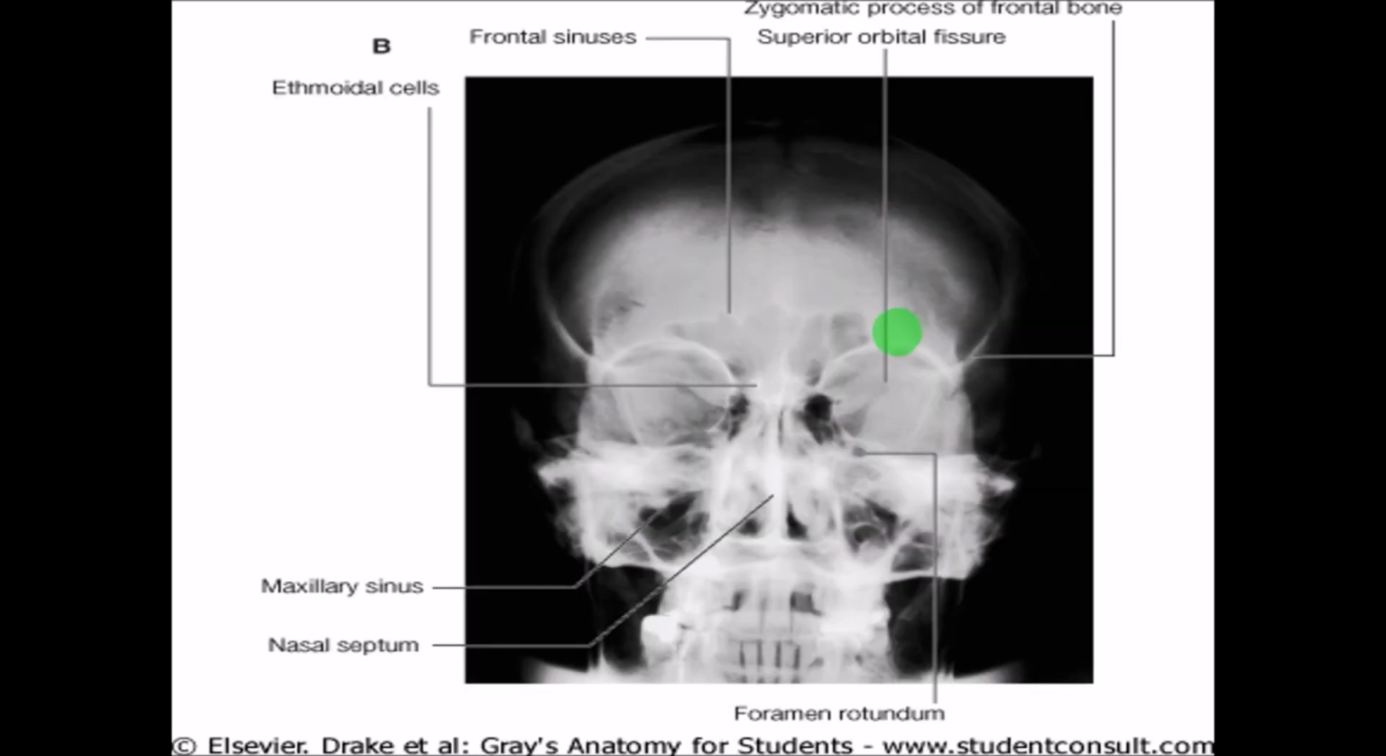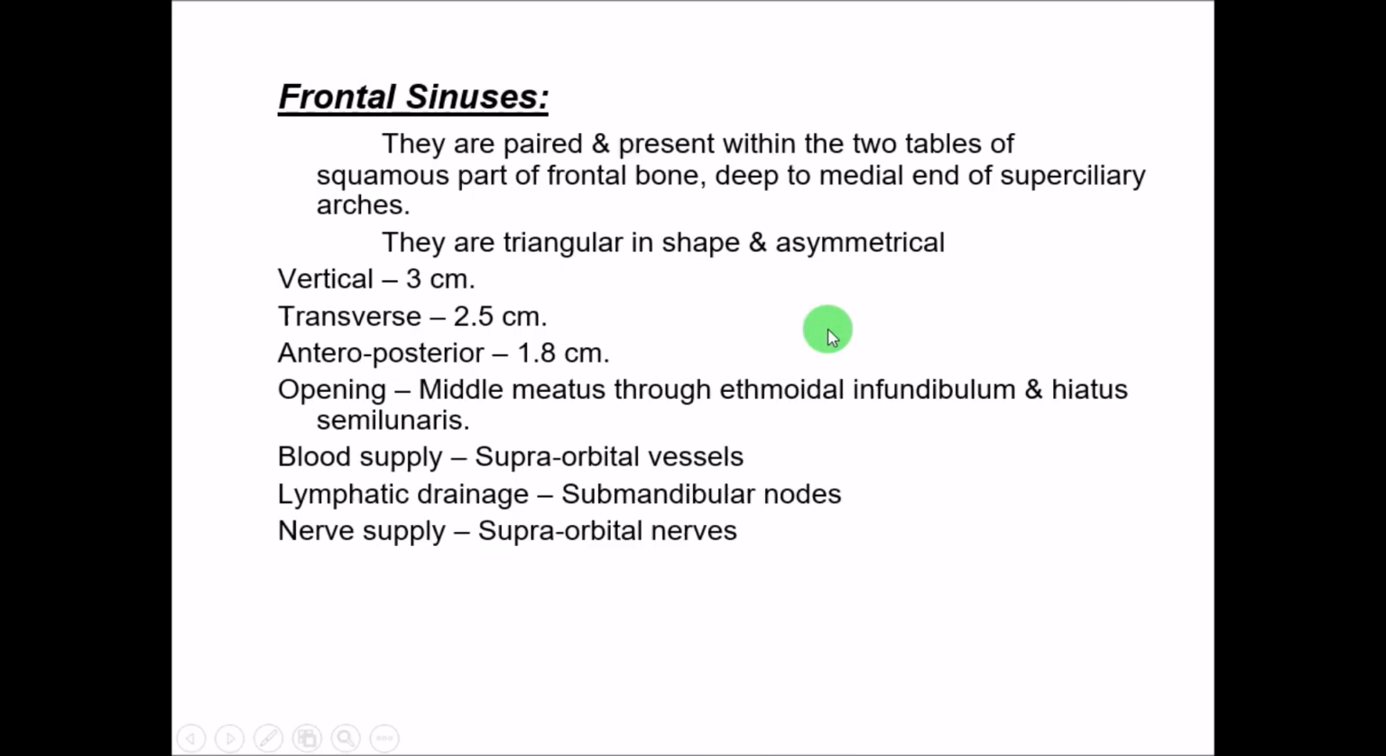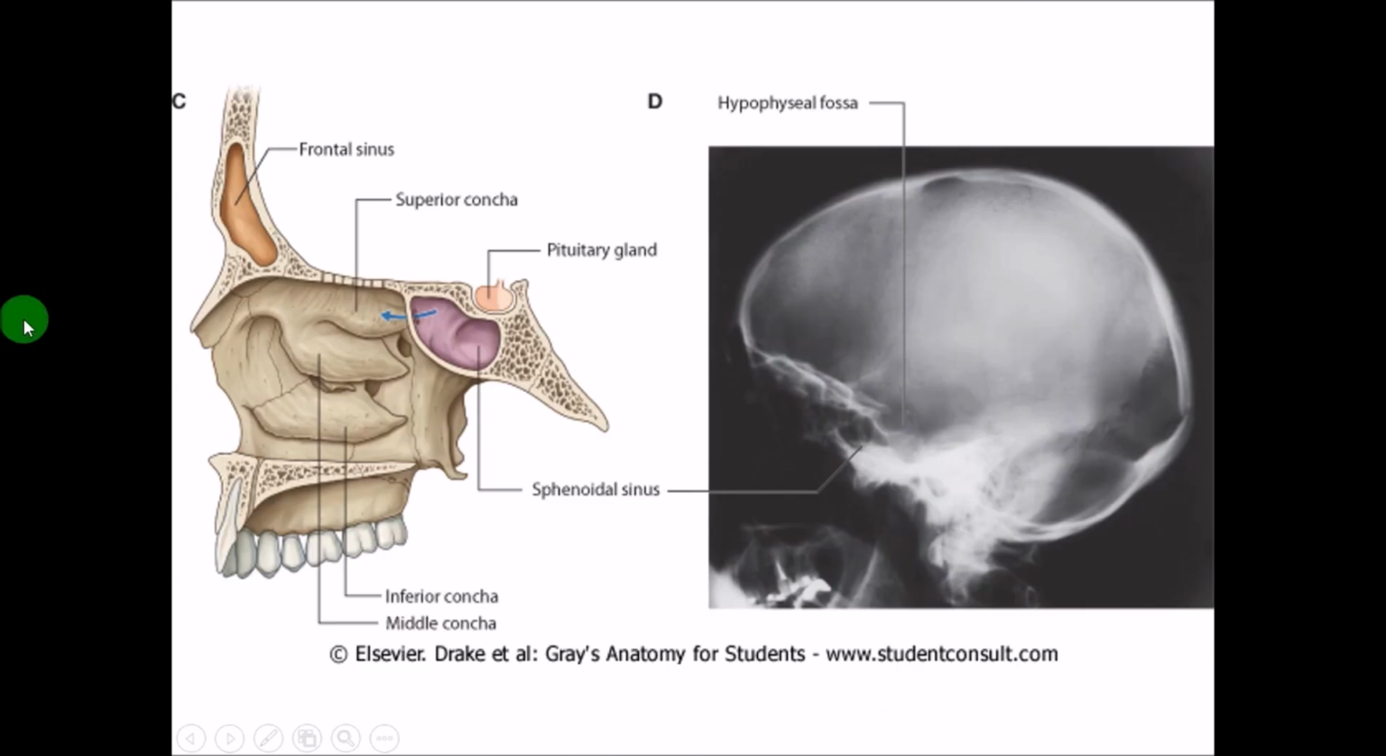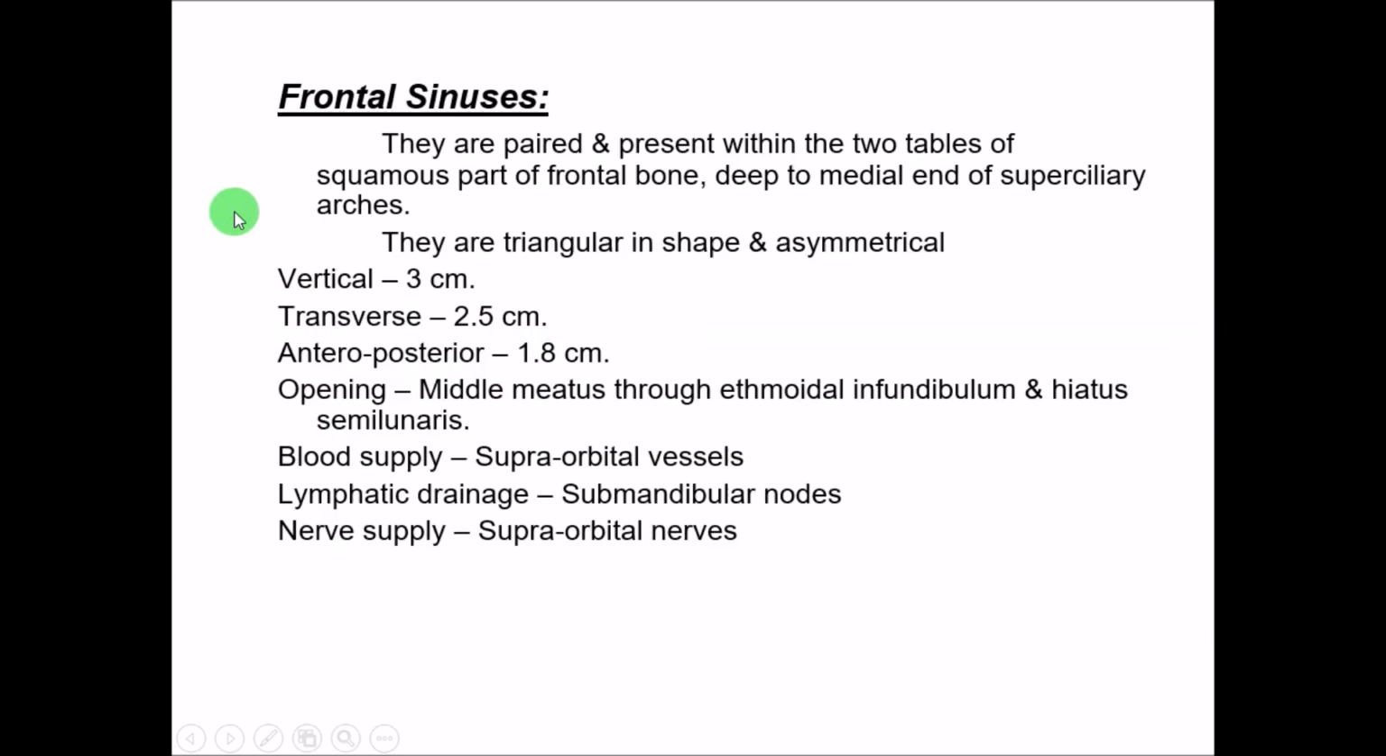Coming to the frontal air sinus, this is the frontal air sinus on either side within the frontal bone. They are paired and present within the two tables of the squamous part of the frontal bone, deep to the medial end of the superciliary arches. So here will be the superciliary arches, and deep to them will be the frontal air sinus. Here you can see the frontal bone, and within its two tables you can see the frontal air sinus.